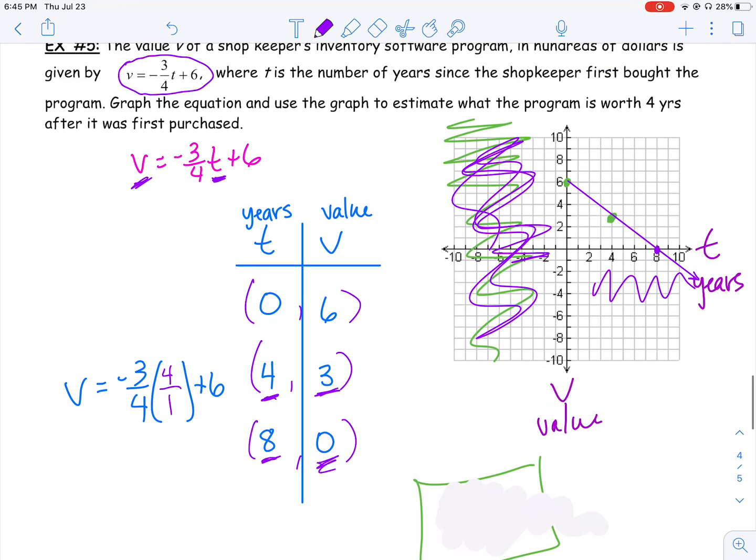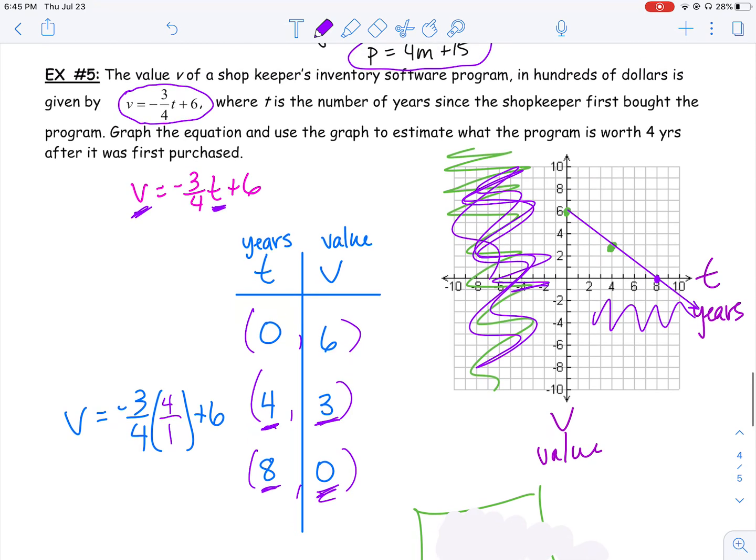All right, well, can we use this line then to estimate what we think the value is going to be after 4 years? If we couldn't necessarily plug in values, could we still use the graph to figure out approximately how much the software was going to be worth? Well, remember, the x-axis is the time in years. So if I'm looking for 4 years, I'm looking for t equals 4 or x equals 4. I should be able to follow it up and figure out what y value matches, or at least estimate what it is when t is 4. It looks like it corresponds to somewhere around 3.